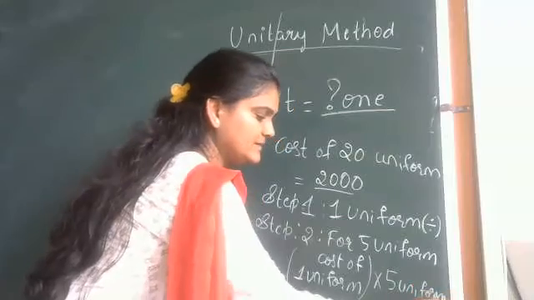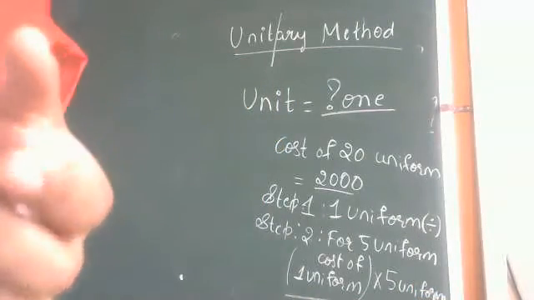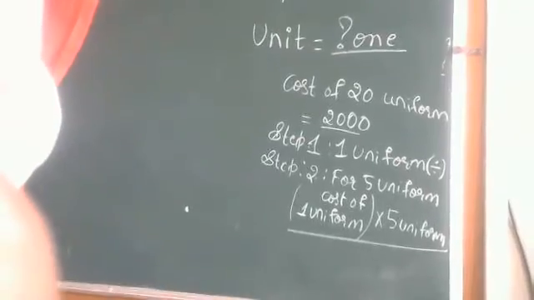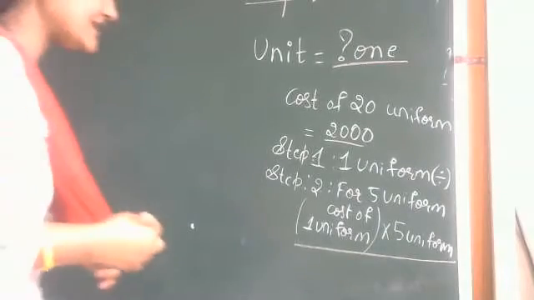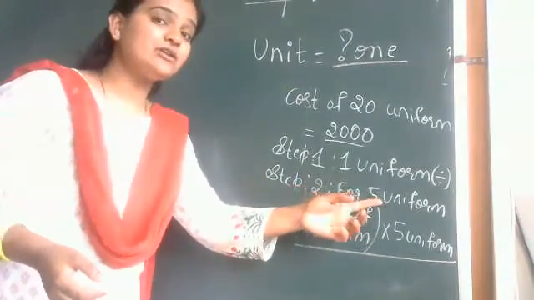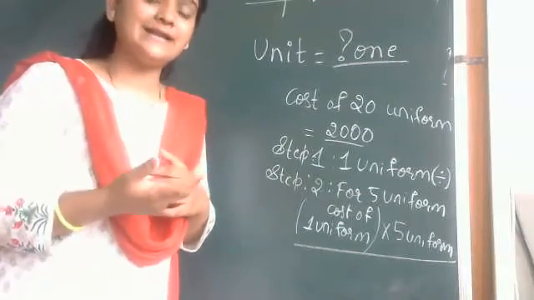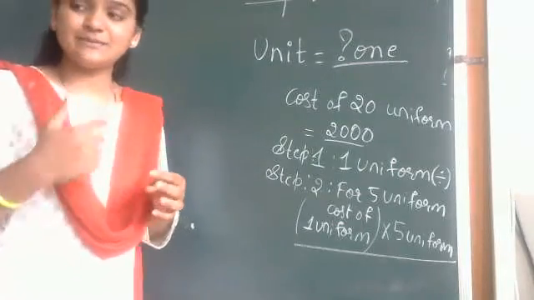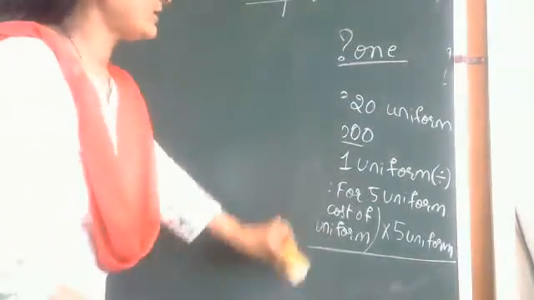This will be our final step. Here, 2 steps will be included and 2 operations will be followed. The first step is you calculate the cost for one uniform, and the second step you see how much it will be for 5 uniforms. To calculate that we will have to multiply. In the previous lesson you have studied multiplication. Yes or no?